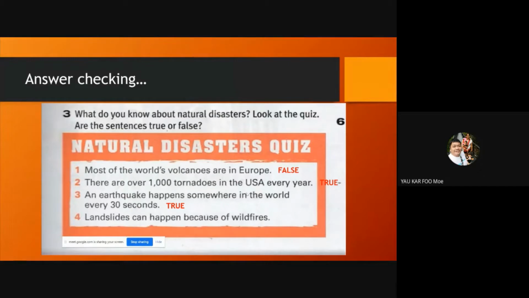Based on the listening just now, the speaker said the earthquake can happen all the time, but some of the earthquakes are very big and some are very small. So boys and girls, this answer actually is correct, but it's just a little bit tricky.